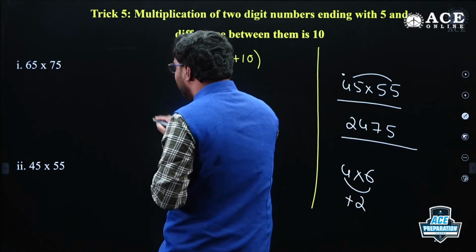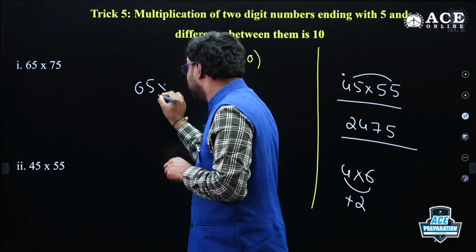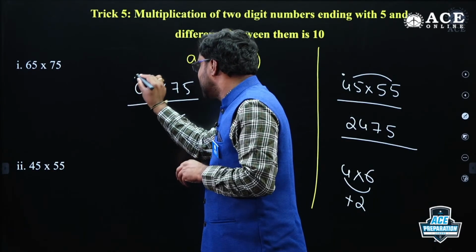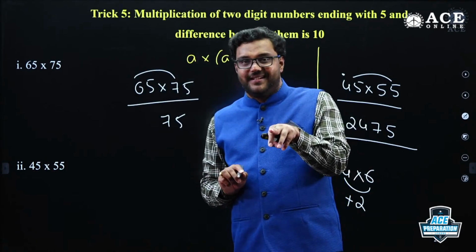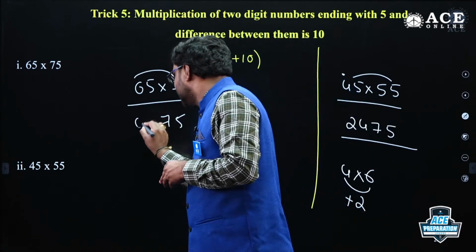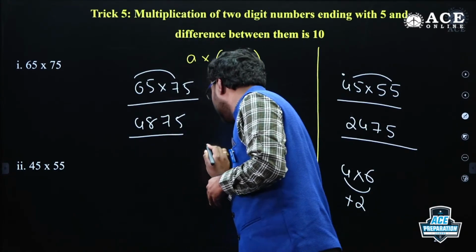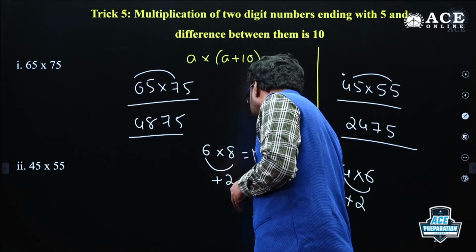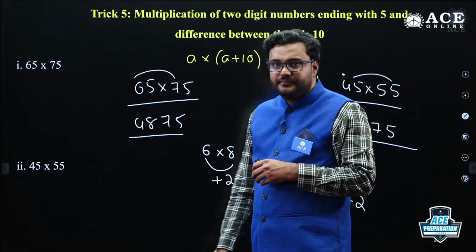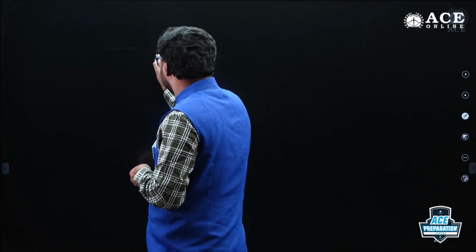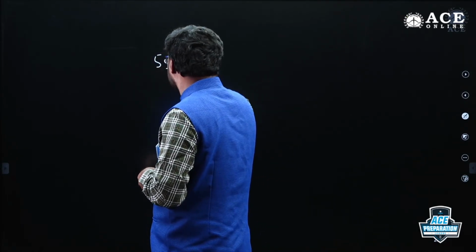Now if you want to apply this to 65 into 75, my dear friends, it definitely ends with 75. Among 6 and 7, the smallest one is 6. Add 2 to that, 8. 6 into 8 is 48. So 65 into 75 is 4875.